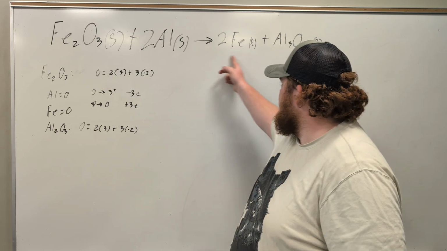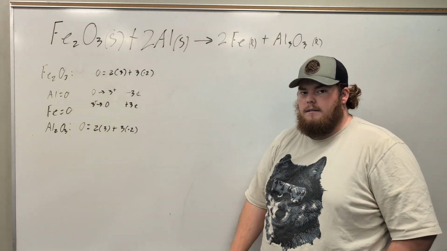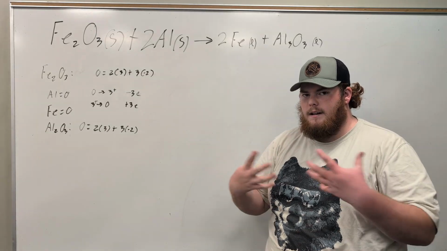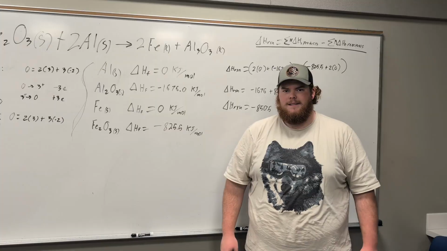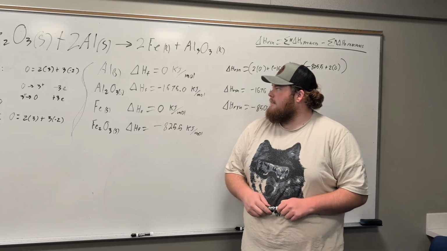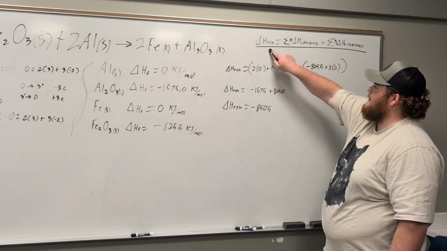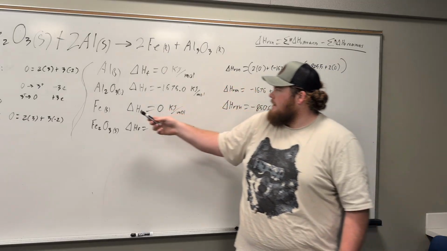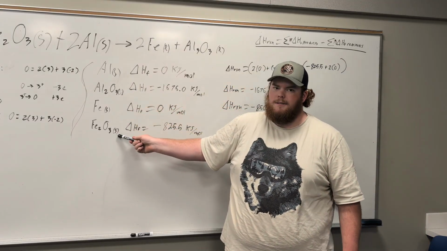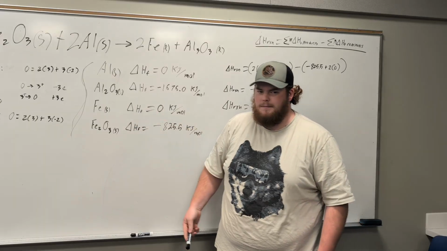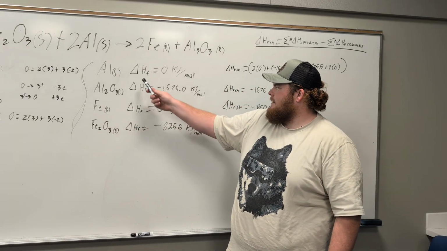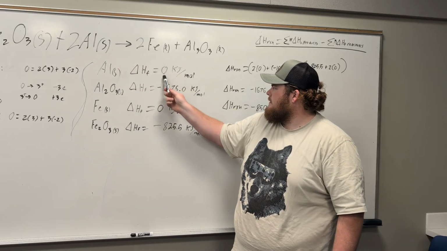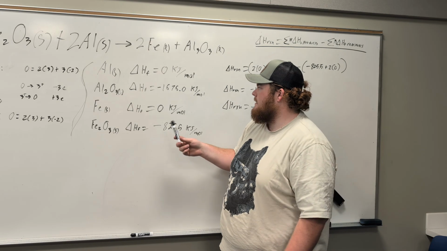The aluminum almost tears the oxygen away from the iron and releases a lot of energy in the process. We can calculate that energy using the heat of formation and the heat of the reaction right here. I got these out of Google and checked them with the textbook, but the heats of formation of aluminum and iron are 0, so we don't really need those.